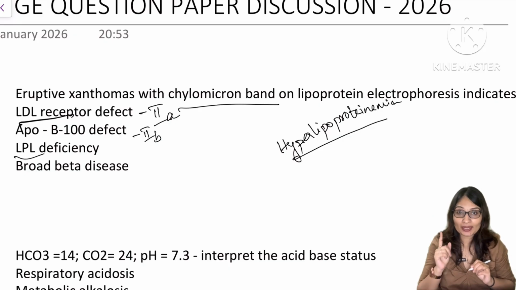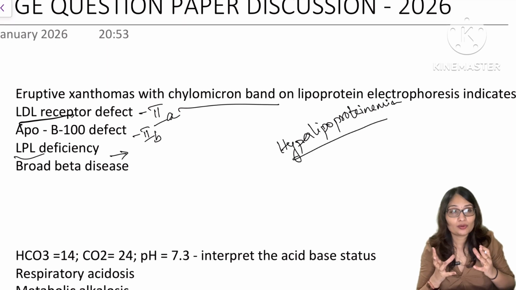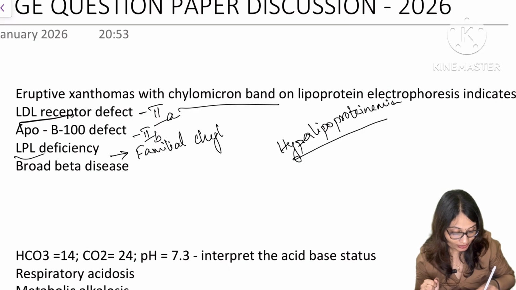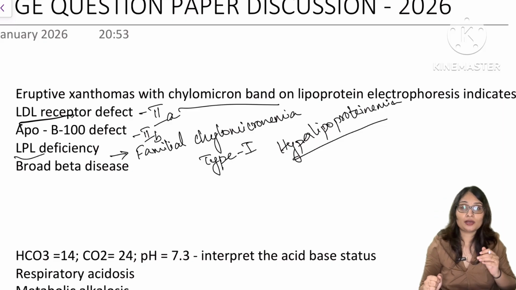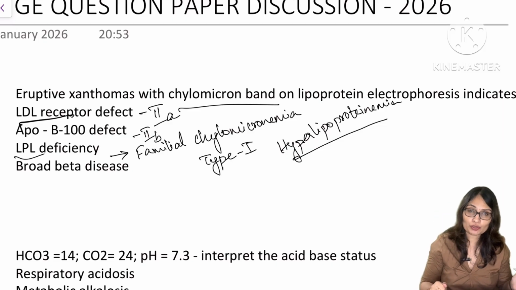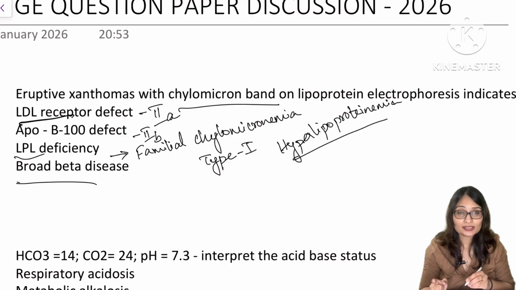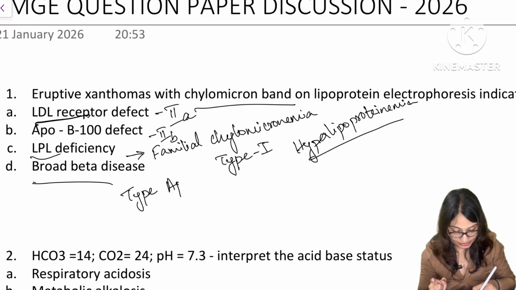And what do you mean by LPL deficiency? LPL deficiency is nothing but lipoprotein lipase deficiency, the characteristic telltale enzyme deficiency which is talking about familial chylomicronemia syndrome, which is type 1 to be precise. This is type 1 hyperlipoproteinemia, otherwise called familial chylomicronemia, and broad beta disease is nothing but type 3, which is due to ApoE defect.